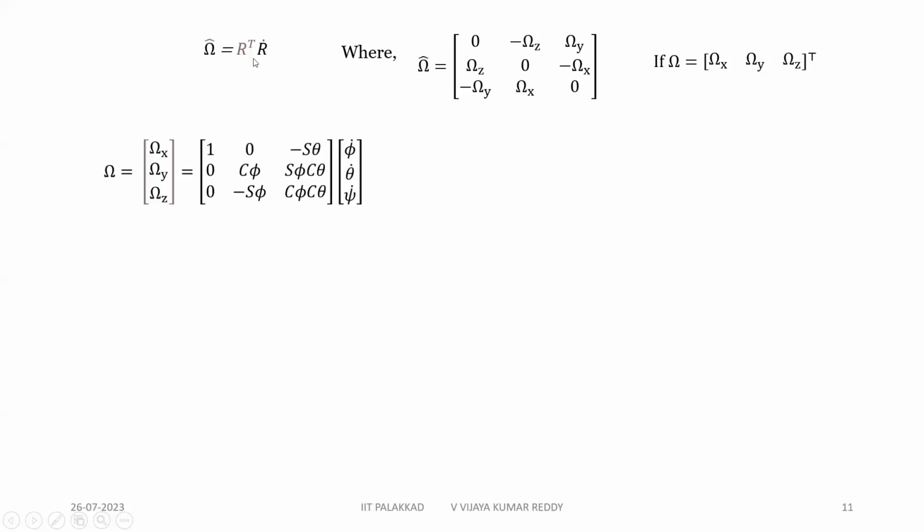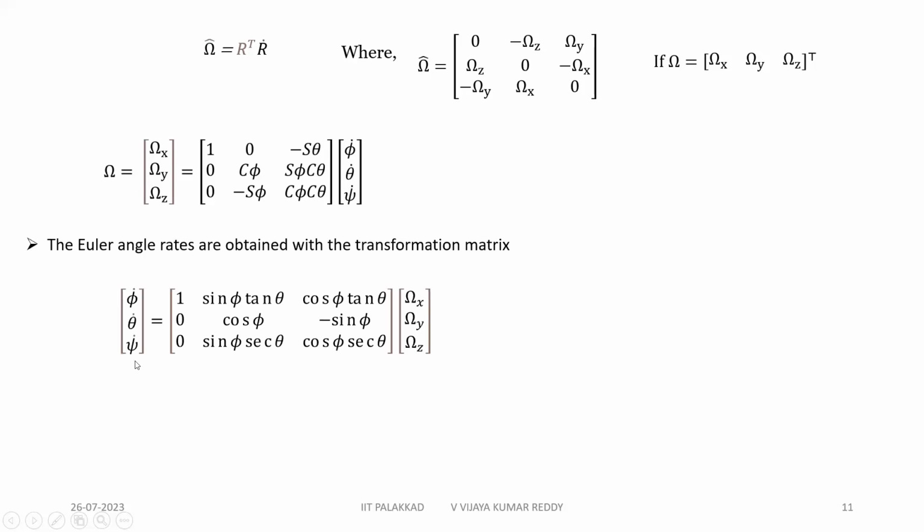And if you substitute this R dot and R, and by doing some calculation and simplification, we'll get this omega. If you want to get the Euler angle rates in terms of omega, we have to take the inverse of this. And as we discussed in the previous session, it has a singularity when inverting this matrix. That's why most people won't prefer Euler angles, because of the singularity at cos theta equal to zero, that is, if theta equals plus or minus 90 degrees.